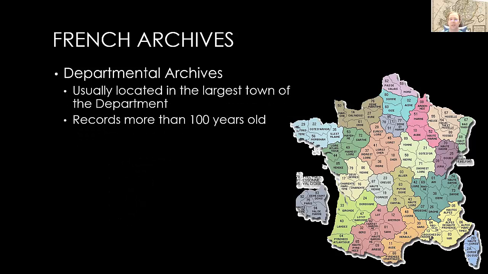I'm going to give an example here, looking at these departments. When you're looking at the physical location for the department, it's usually located in the largest town in that department, and the records have to be more than 100 years old to be placed there. If they're less than 100 years old, they're still stored in the town archives. But after 100 years, those town records are moved into the department archives.